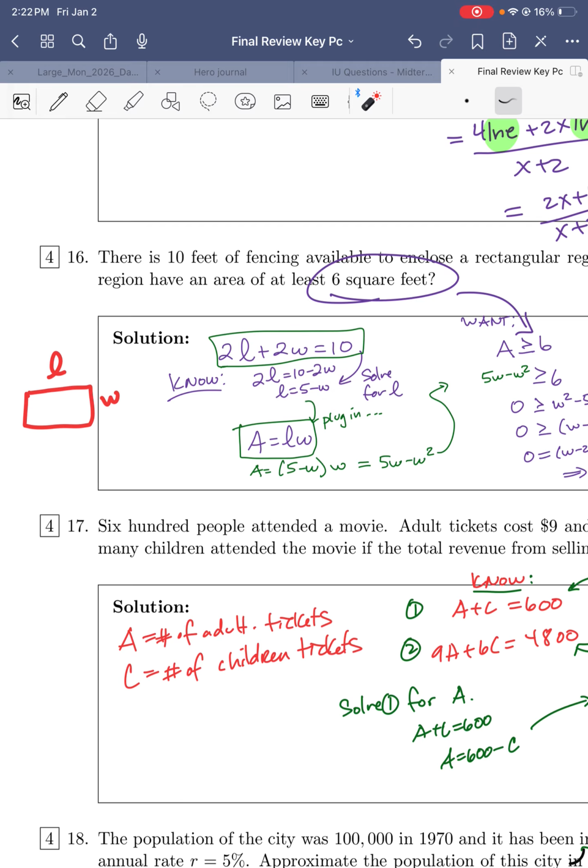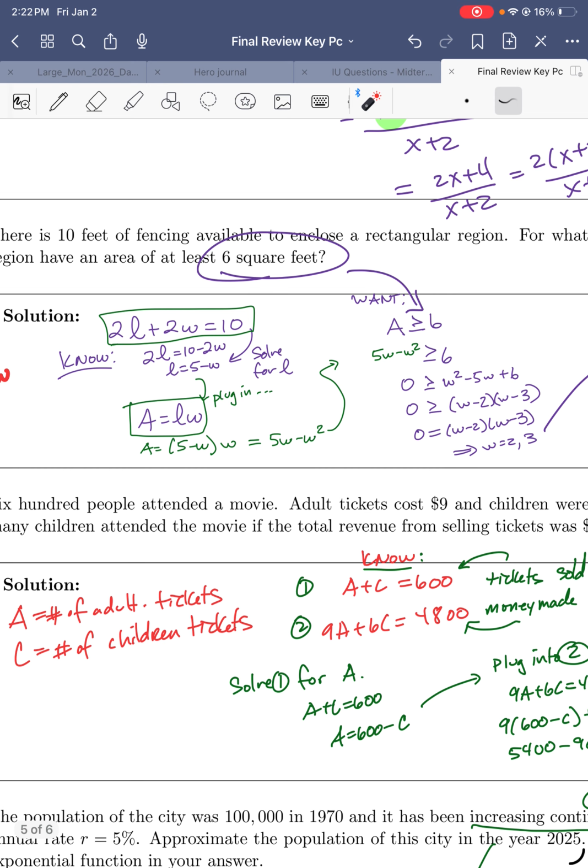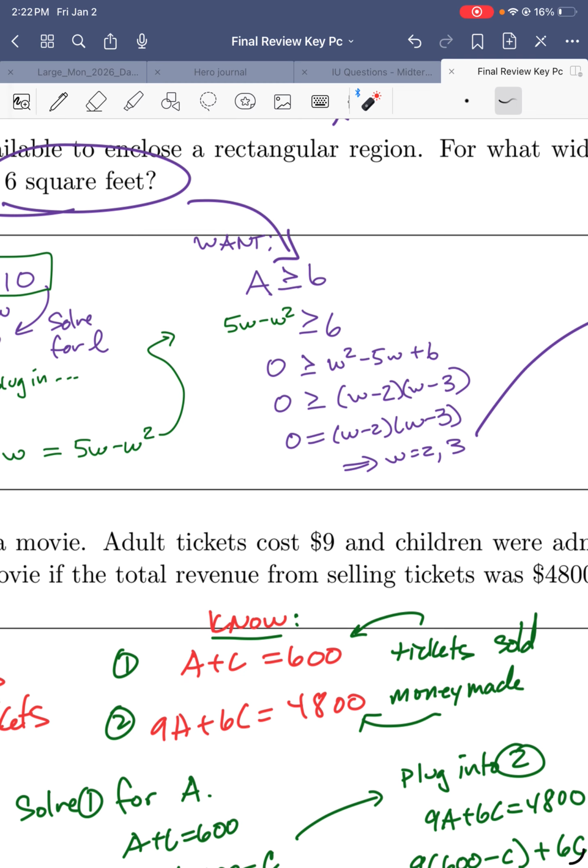So they want to talk about area. I want to know for what widths will the area be greater than or equal to 6 feet. At least means greater than or equal to. So we want the area to be greater than or equal to 6, but area is equal to length times width. If I plug this into here, I end up getting this. So if you want area greater than or equal to 6, then this must be greater than or equal to 6. So I now have a polynomial inequality, but I can factor that, and instead of thinking about where this is less than or equal to 0, I can think about where this parabola is less than or equal to 0 by finding its zeros.